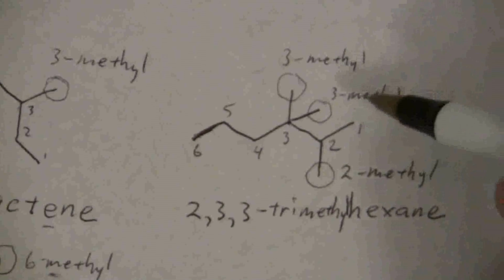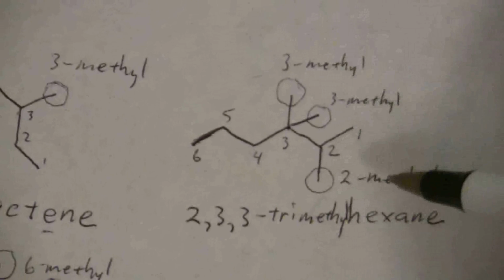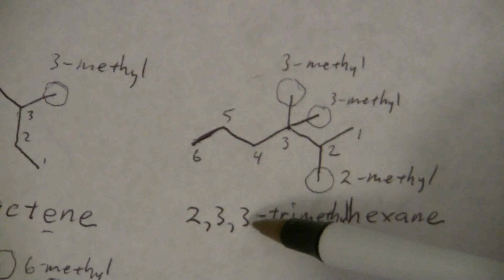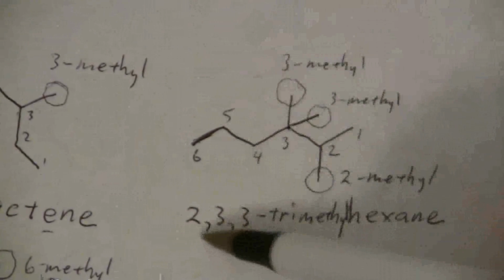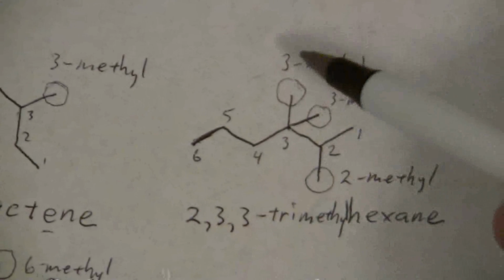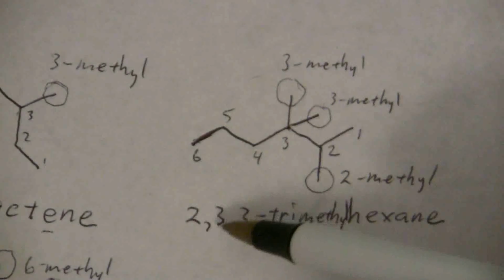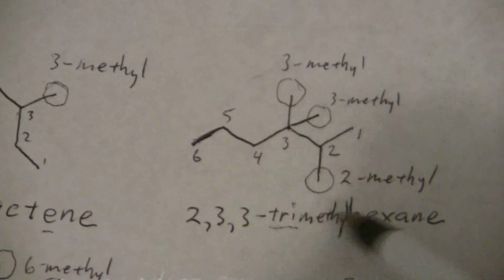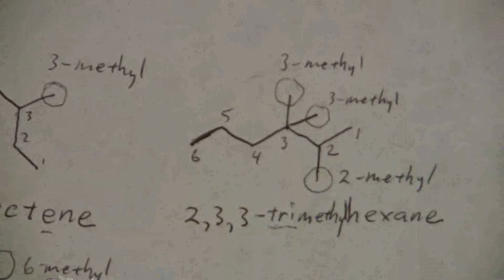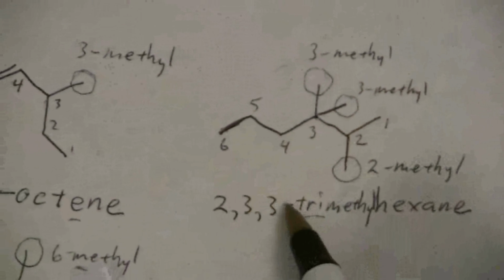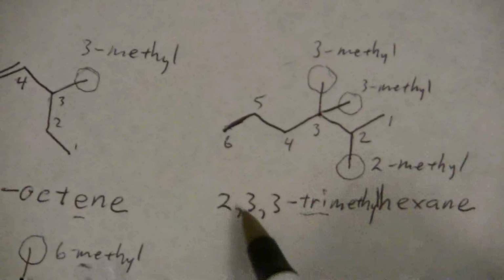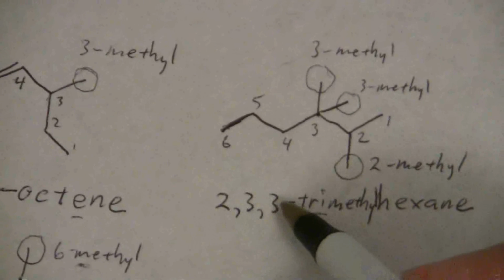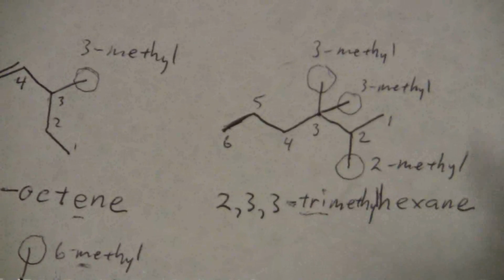When we have more than one of the same functional group attached, we separate the numbers from each other with commas and put them in numeric order. In this case, 2-methyl, 3-methyl, and we have 2 of them on that 3 carbon, so it's 2, 3, 3, and then trimethyl, indicating that we have 3 methyl groups on those carbons. So hyphens separate numbers from letters, commas separate numbers from numbers. So 2, 3, 3 hyphen trimethylhexane. All right.